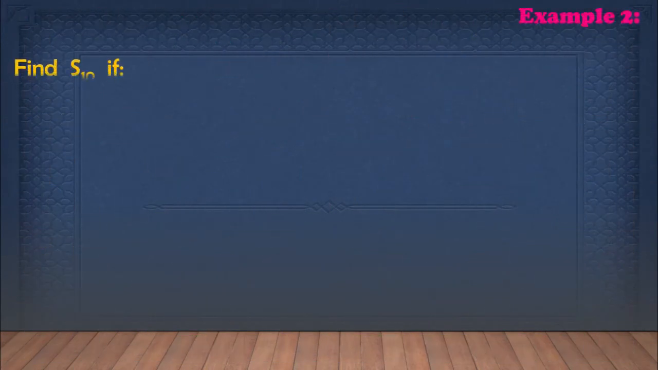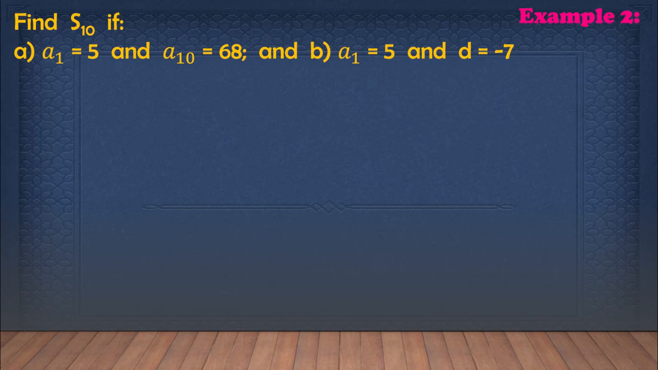Next example. Find S sub 10, meaning the sum of the 10 terms of your arithmetic sequence. So find S sub 10 if a sub 1 equals 5 and a sub 10 equals 68, and b, a sub 1 is 5 and d equals negative 7. So let's try letter A first.